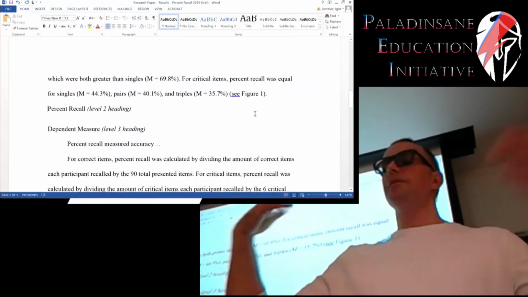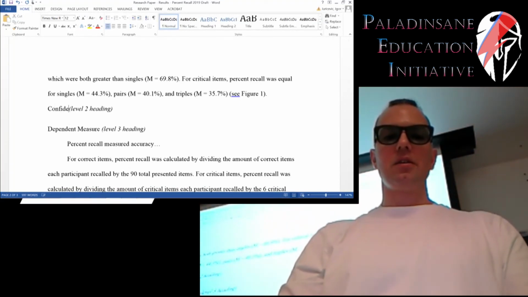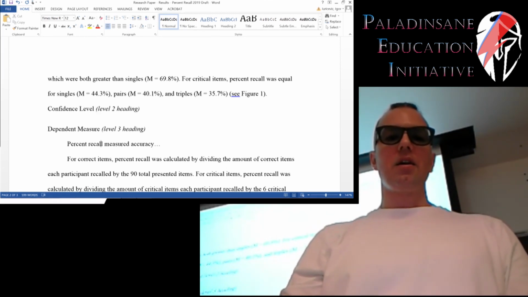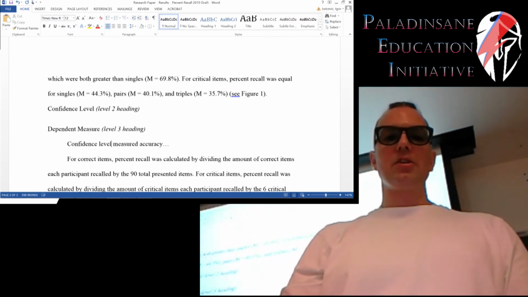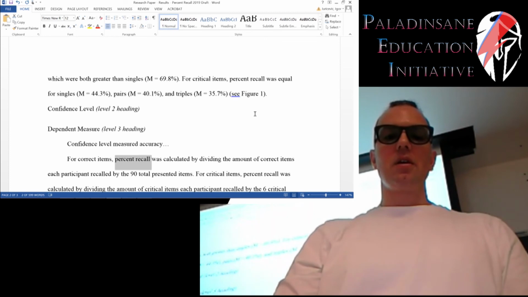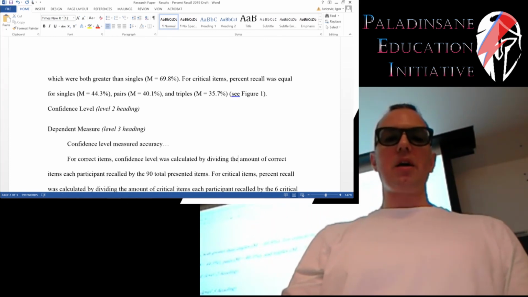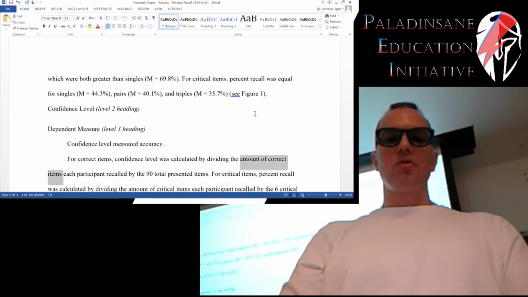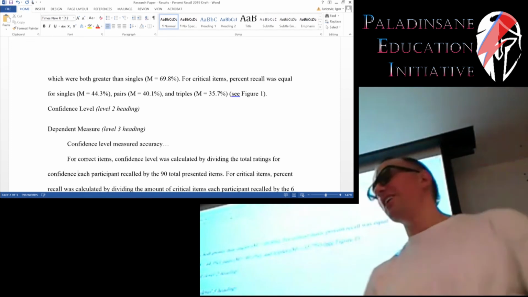And then as the final part of your homework, you're going to say confidence level. And then you're going to say confidence level measured for correct items. Confidence level was calculated by dividing the amount of correct items. No, it wasn't. By dividing the total ratings for confidence. Nope, not this one. Just showing you what to do.